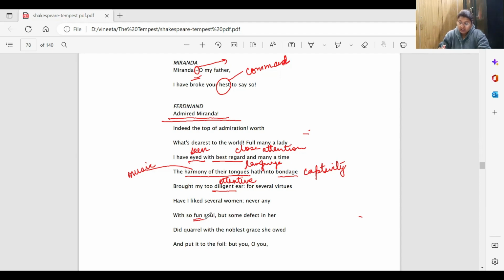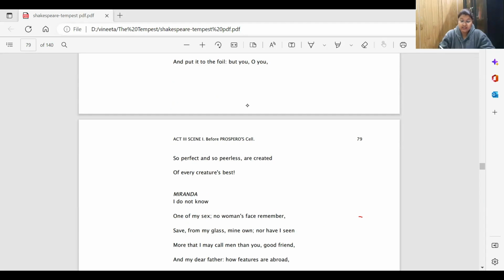All right. So he wants to say that for several qualities, I have liked several women, but there was not one woman whom I have liked wholeheartedly, because some defect in her did quarrel with. Did quarrel with means go against. Some defect in her would go against the noblest grace she owed. And in this way, put it to the foil. It here means the noblest quality, to the foil means defeated. So, in this way, some defect defeated the noblest quality she had. All right. And then he says, but you, oh you, so perfect and so peerless. He calls her perfect, means flawless. Peerless means matchless, who can't be matched with anybody. But you, who are so perfect and so peerless, are created of every creature's best.